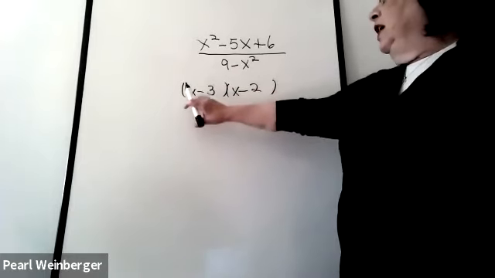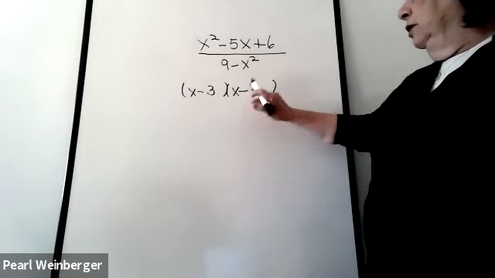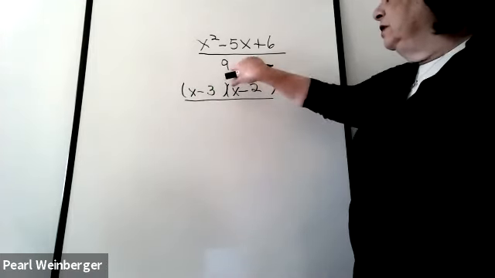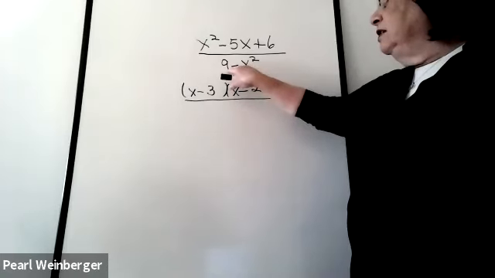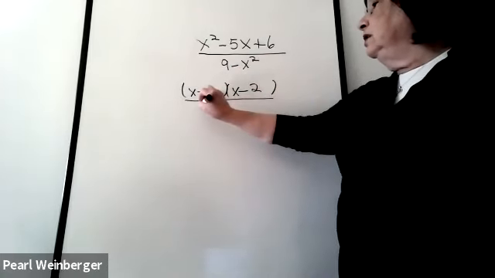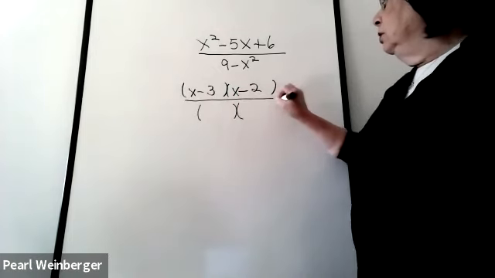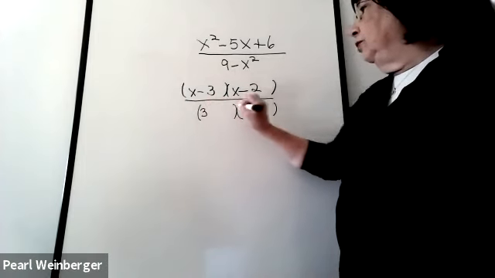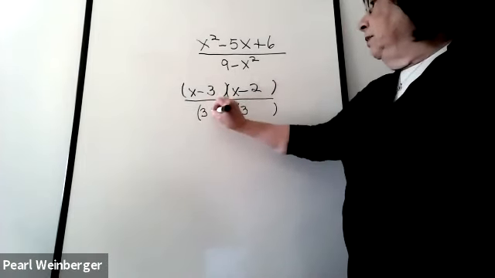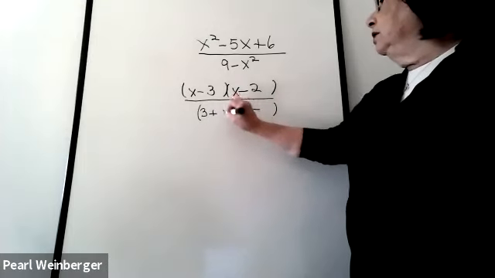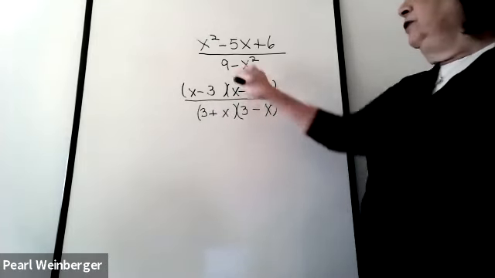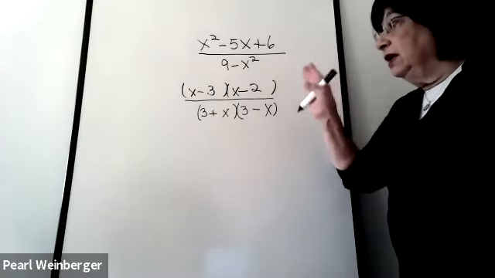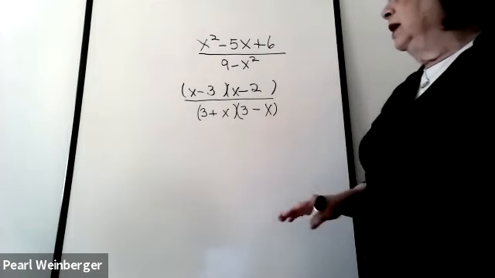So my numerator is factoring to x minus 3 and x minus 2. And my denominator, well, this is the difference of squares. Now be careful. In this case, the 9 is first and the x squared is second. So when I go to factor it, I have to first break up the 9 into 3 and 3. And then there's going to be a plus and a minus, and the x squared is going to be x and x. It's the difference of squares. Do not switch the order. This is not x squared minus 9, it's 9 minus x squared.